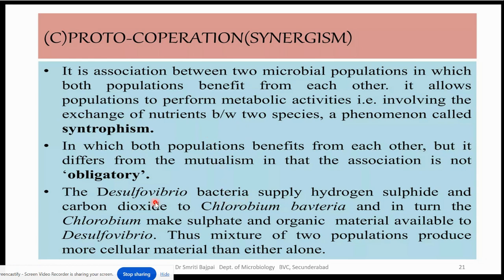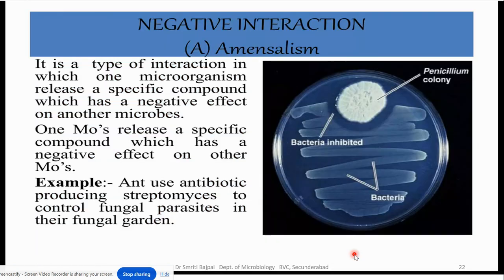Here the example is Desulfovibrio bacteria, which supply hydrogen sulfide and carbon dioxide to Chlorobium bacteria, and in return the Chlorobium makes sulfate and organic material available to Desulfovibrio. Thus the mixture of the two populations produces more cellular material than either alone. So when both of them are together, they are more beneficial to each other.